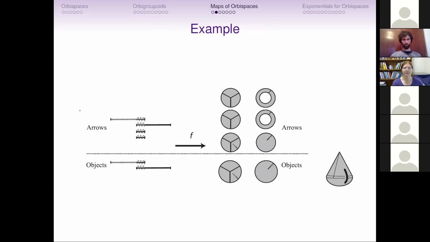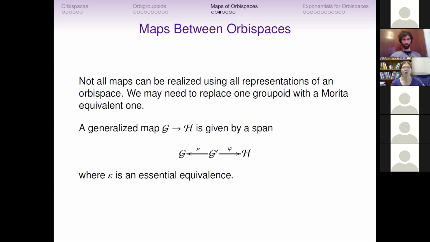Okay. So now here's the thing about maps of Orbispaces: every Orbispace can be represented by lots of different groupoids. Not every map can be realized by any given representation. So you might have an Orbi groupoid that represents your Orbispace and a map that will not be carried by that particular Orbi groupoid. So it gets a little bit weirder.